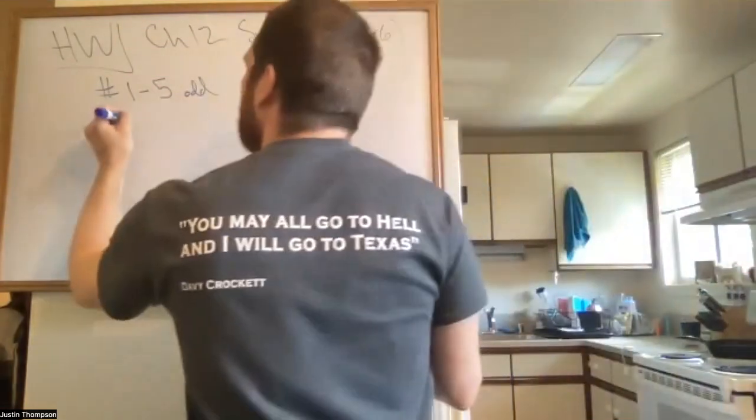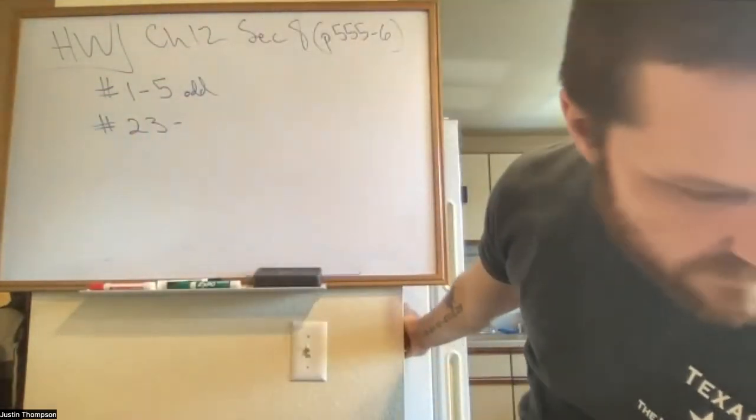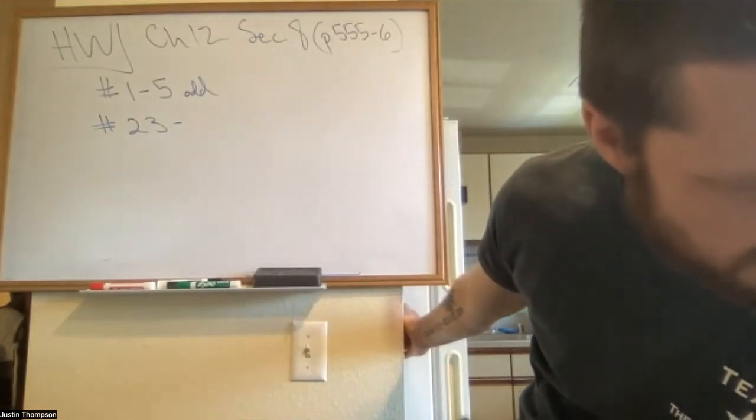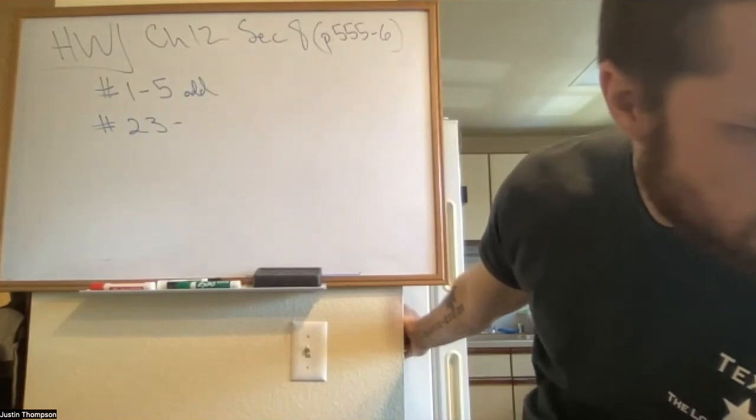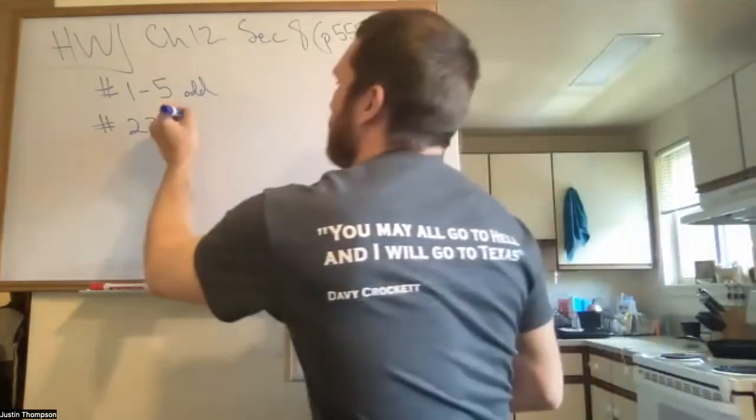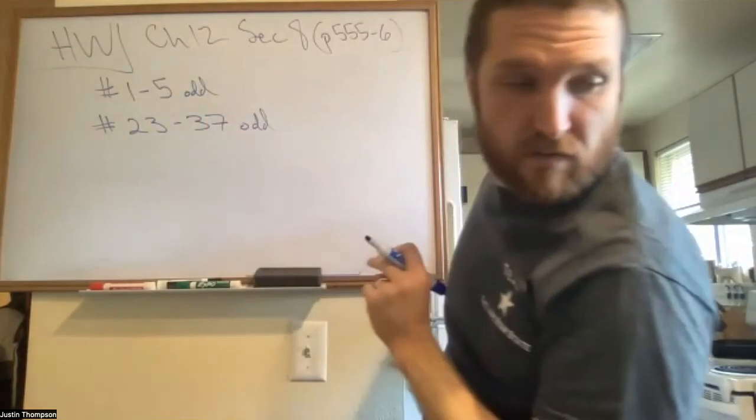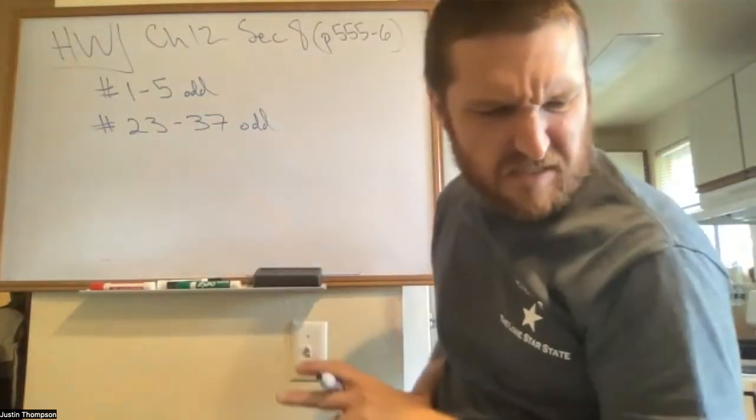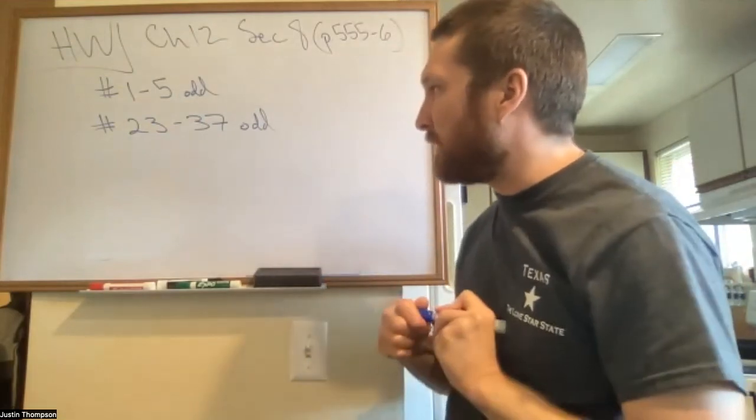We're going to jump to 23. 23 through 30, 5, 6, 7 through 37 odd. You've already done 39, and that's enough. That's fine. You don't need to do those others. So that'll be it right there. It's actually not that bad.